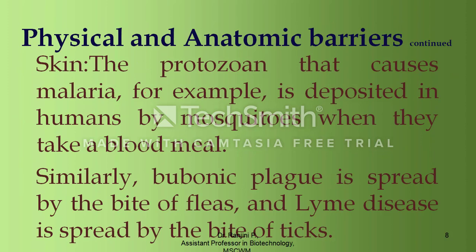The protozoan that causes malaria, for example, is deposited by mosquitoes when they take a blood meal on the human body. Similarly, bubonic plague is spread by the bite of fleas, and Lyme disease is spread by the bite of ticks. So if these biting insects are vectors for certain pathogenic microorganisms, along with their bite, when they feed on the human body for blood or other nutrients, these microorganisms enter into the body.